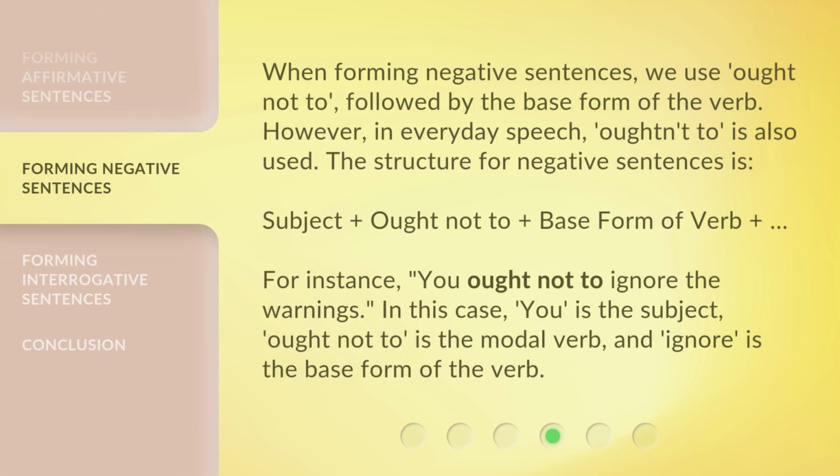When forming negative sentences, we use "ought not to," followed by the base form of the verb. However, in everyday speech, "oughtn't to" is also used. The structure for negative sentences is subject plus "ought not to" plus base form of verb plus. For instance, "You ought not to ignore the warnings." In this case, "you" is the subject, "ought not to" is the modal verb, and "ignore" is the base form of the verb.